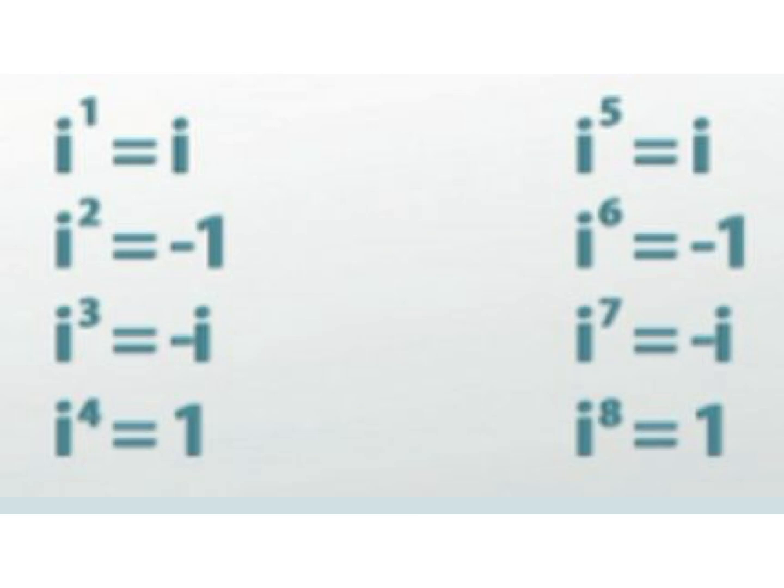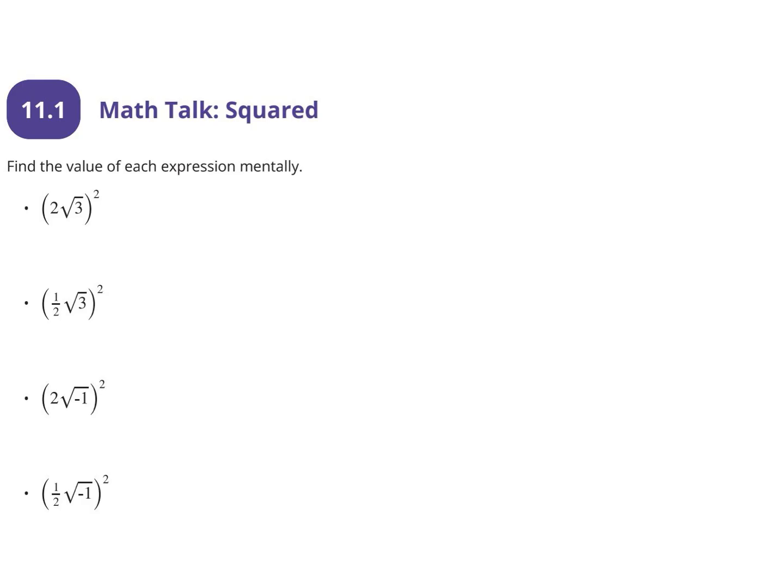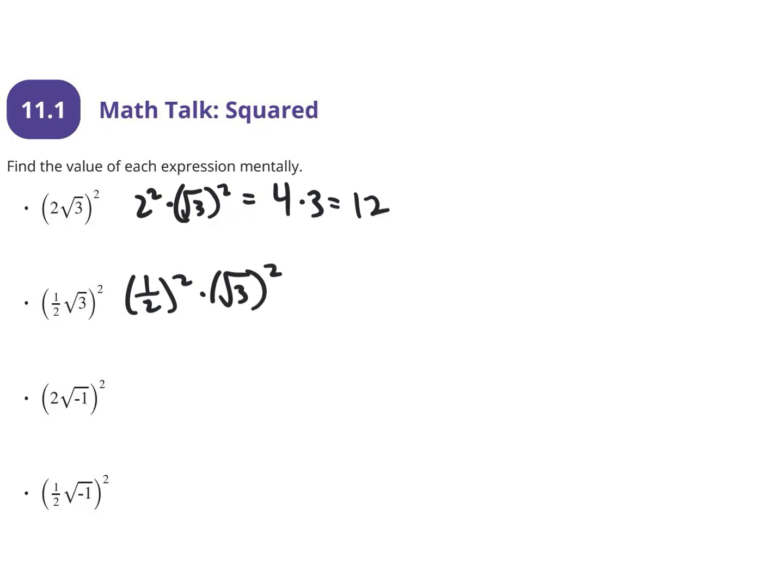Okay, we're going to come back to this later, but get familiar with these numbers. You're going to have to memorize the powers of I. Okay, so find the value of each expression mentally. So this is 2 squared times √3 squared, which is 4 times 3, which is 12. This is 1/2 squared times √3 squared. 1/2 squared is 1/4 times 3 equals 3/4.